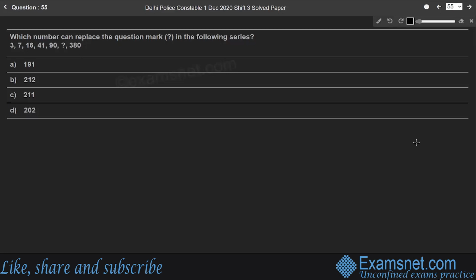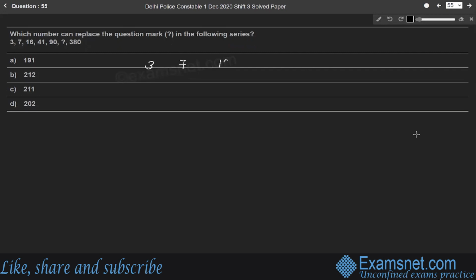Question 55. Which number can replace the question mark in the following series? The numbers are 3, 7, 16, 41, 90, then the next number be X, and 380. The difference between 3 and 7 is 4, between 7 and 16 is 9, between 16 and 41 is 25, and between 41 and 90 is 49. Whereas the next differences we have to find, between 90 and X, and between X and 380.